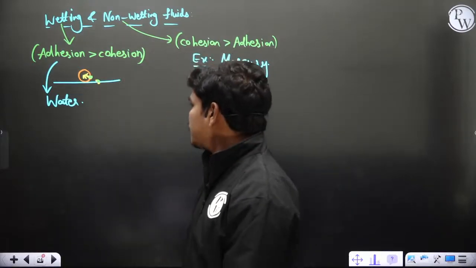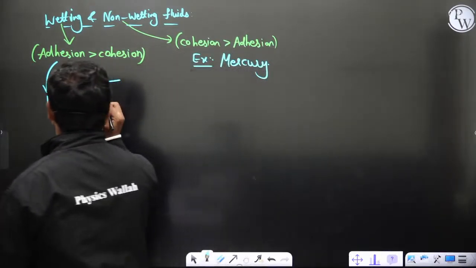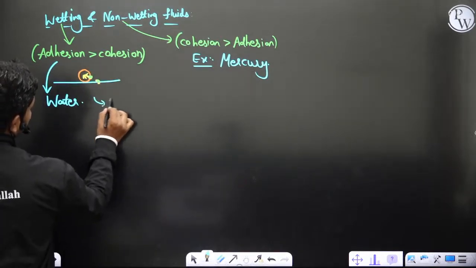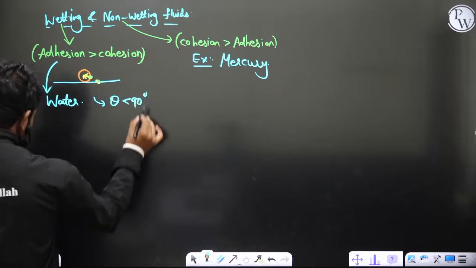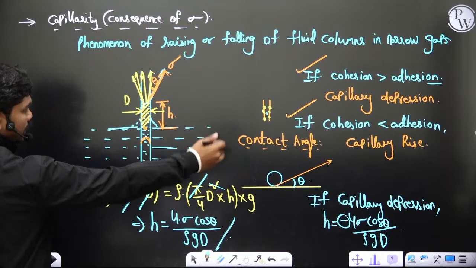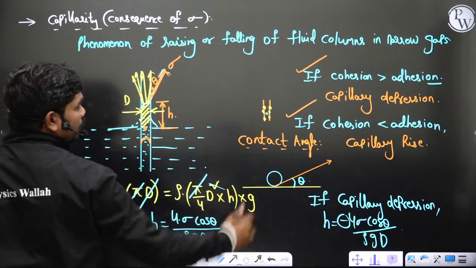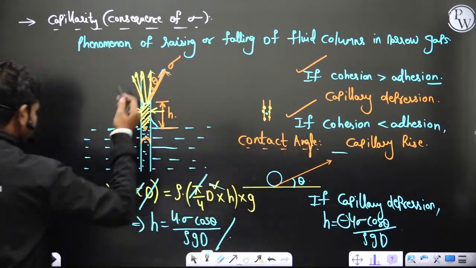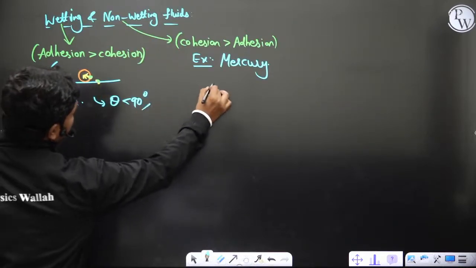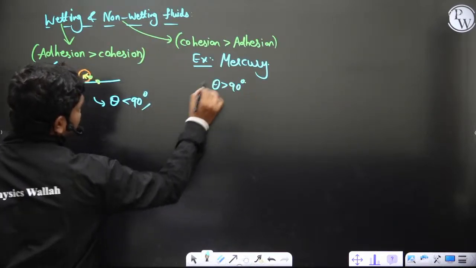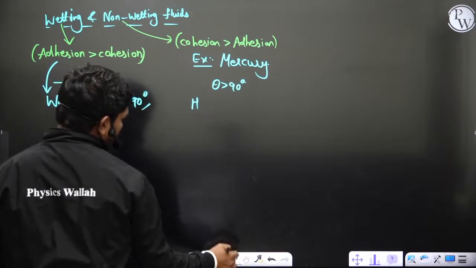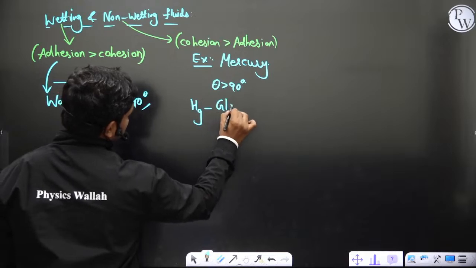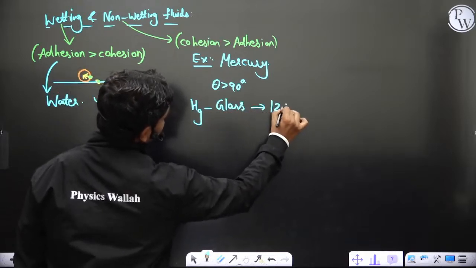Clear? Now you can see the contact angle in this case, because whenever adhesion is greater than cohesion, the contact will be made at an angle theta less than 90. Whenever adhesion is greater than cohesion, you have the capillary rise, theta is positive in this case. Similarly, this is the other case, and here it is greater than 90. Normally for mercury and water or glass interface, this is like 128 degrees approximately.